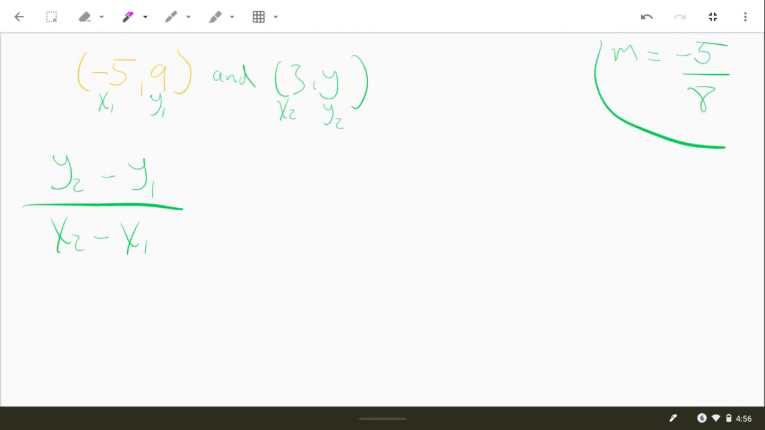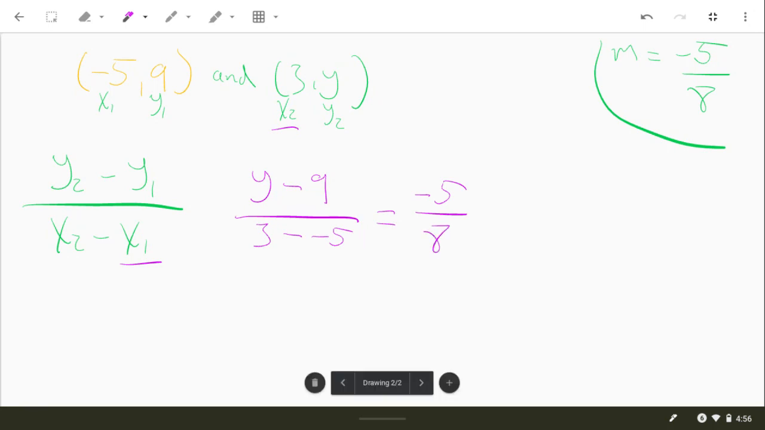All right, so y2 is y minus y1, which is 9, over x2, which is 3 minus x1, which is -5. That's going to be equal to -5 over 8, the problem says. We'll do a little simplifying here, and then we'll cross multiply. So it's going to be 8 times this whole thing, and 3. Actually, this problem is kind of easy if you just pay attention a little. We're going to play a trick. So 3 minus negative 5 right here, that's equal to 8.